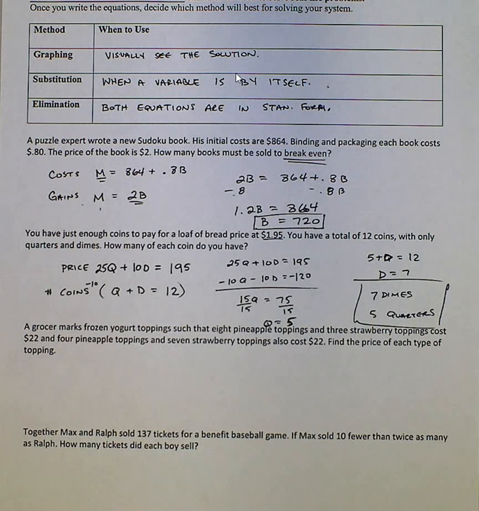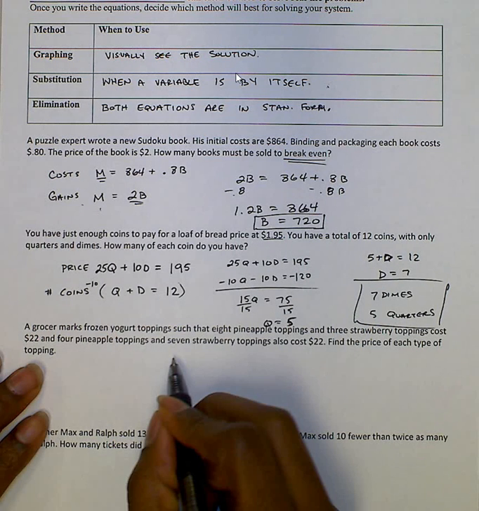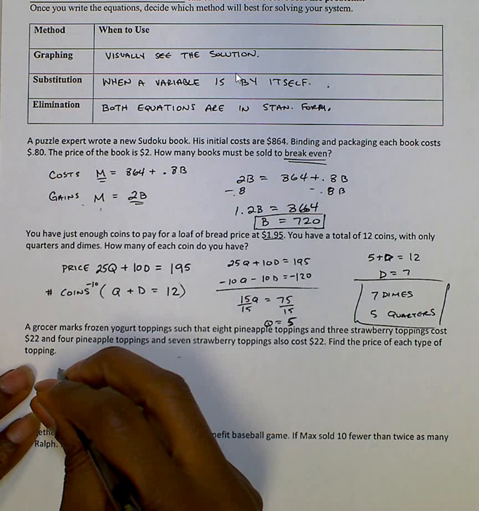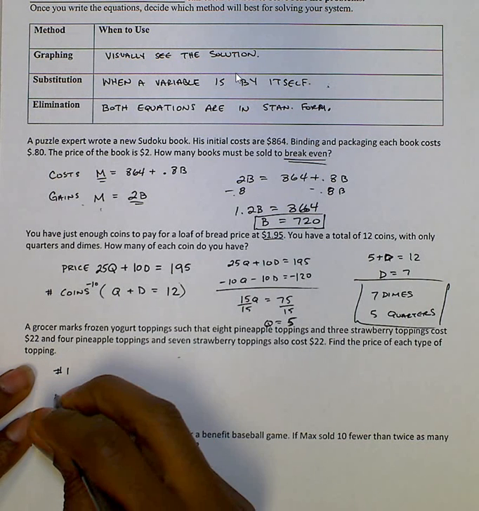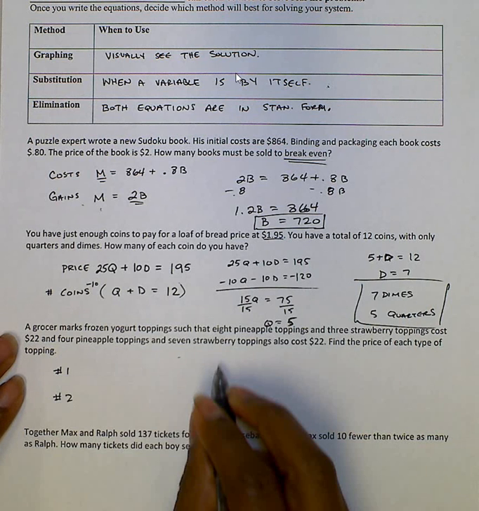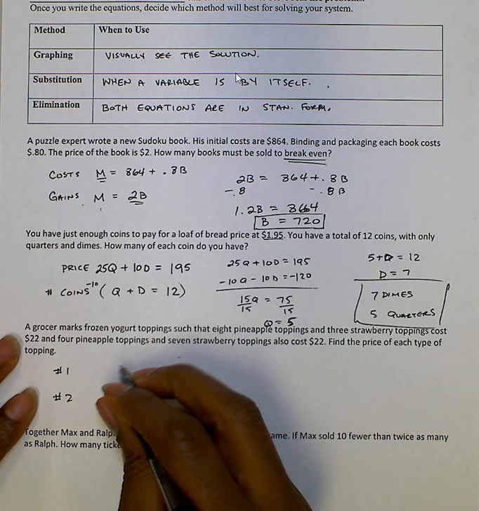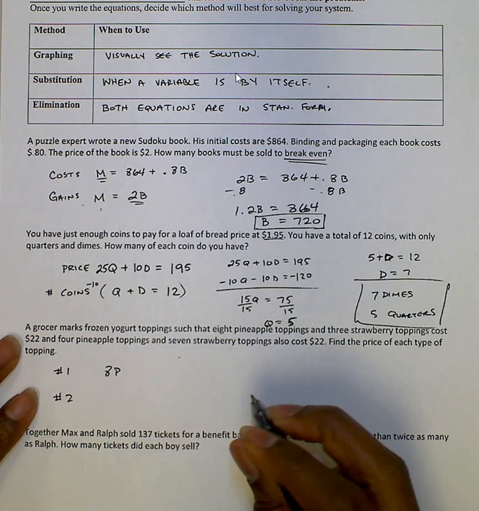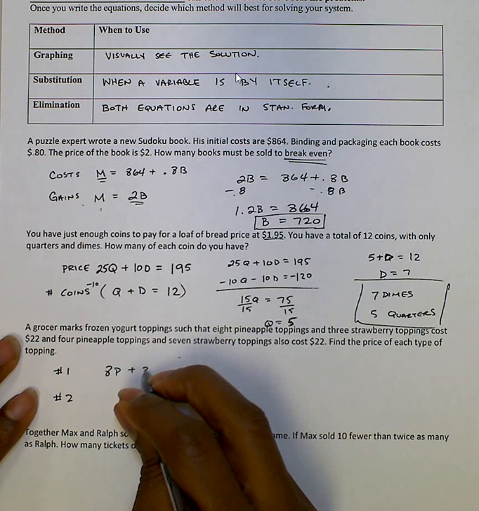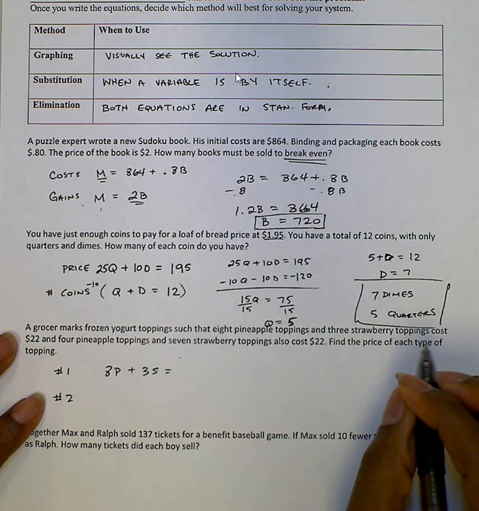Next problem. A grocer marks frozen yogurt toppings such that 8 pineapple toppings and 3 strawberry toppings cost $22, and 4 pineapple toppings and 7 strawberry toppings cost $22. Find the price of each type of topping. So here we go. We have yogurts. There's just 2 yogurts, so I can just say yogurt number 1, yogurt number 2. In yogurt number 1, we had 8 pineapple toppings, 8p, and 3 strawberry toppings. And we know that together that cost $22.